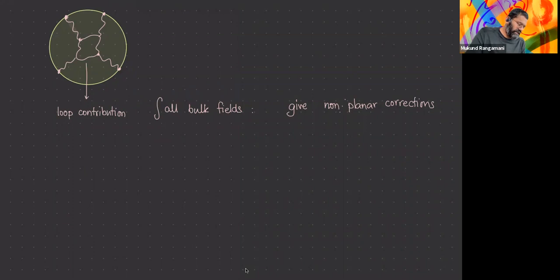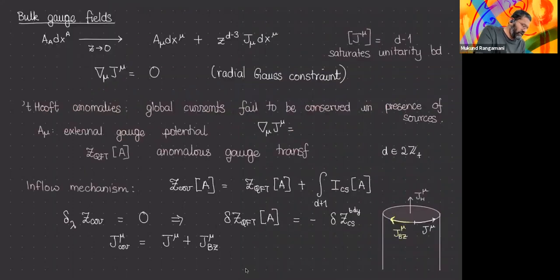Let me say in the last 10 odd minutes, a few words about two other classes of fields, which will be important in our subsequent discussion. The first, I'll talk about bulk gauge fields. So I'll take a bulk field which satisfies Maxwell's equation. So the bulk action. This field will come from Kaluza-Klein reduction, some harmonic on the internal space.